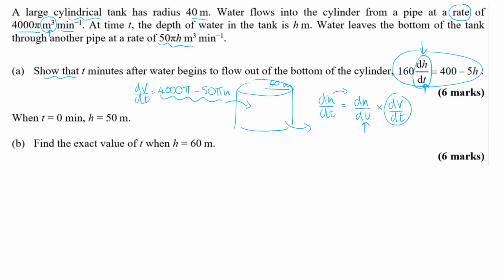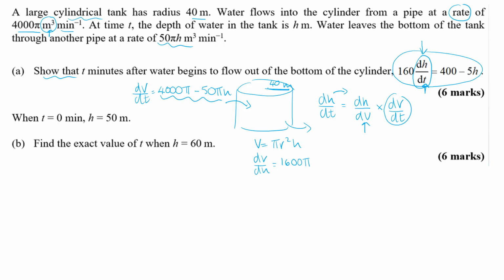So what's the connecting formula with volume and h? The volume of a cylinder is pi r squared h. And if we get dV by dH, r is, we know, a fixed amount, 40 meters. So this is going to be 1600 pi. And then differentiate with respect to h, that will just go out.